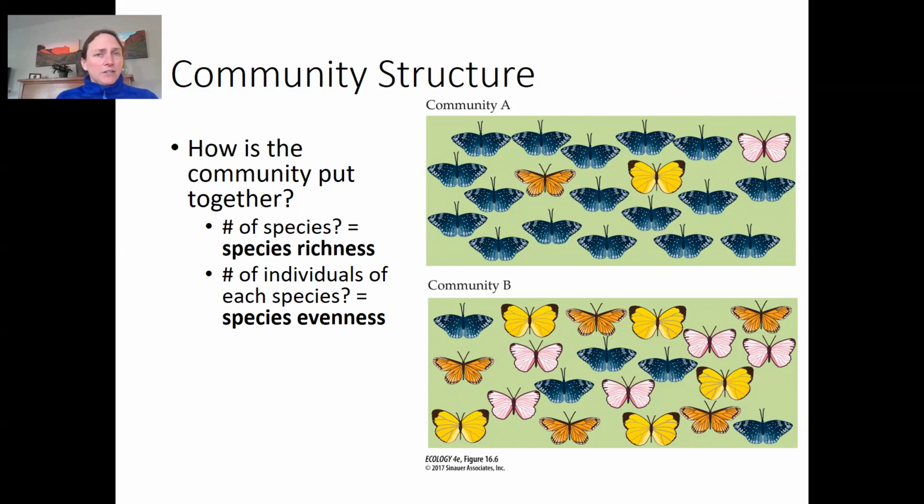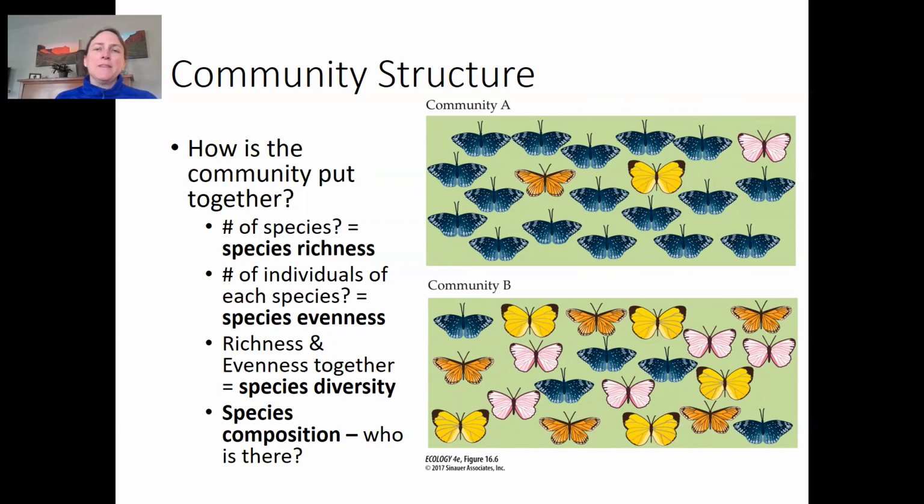Now, they are different in terms of species evenness. What you see in community A is that the bulk of the individuals are these bluish, blackish butterflies. Individuals are not evenly distributed among the 4 species like they are in community B. Community B is a much more evenly distributed community. And together, richness and evenness tell us something about diversity overall.